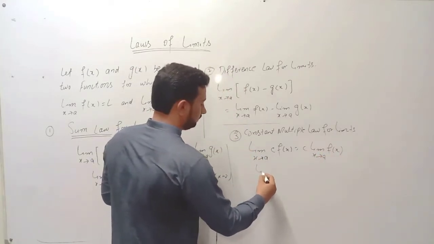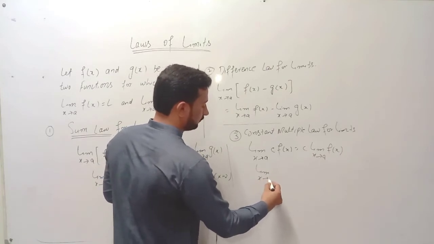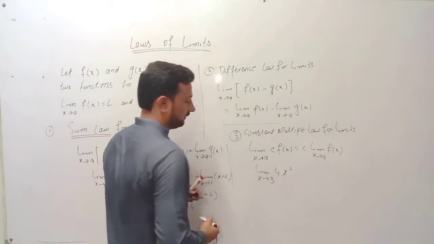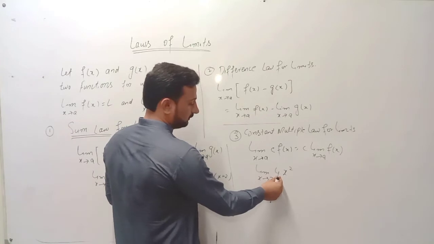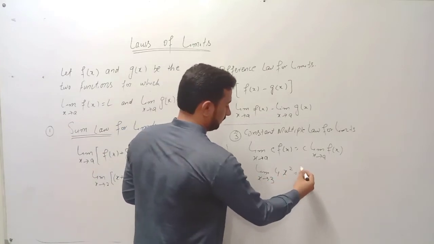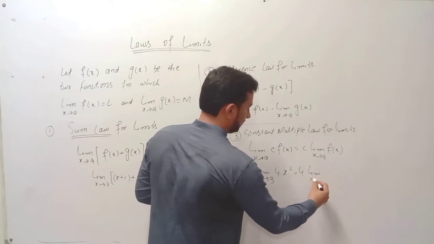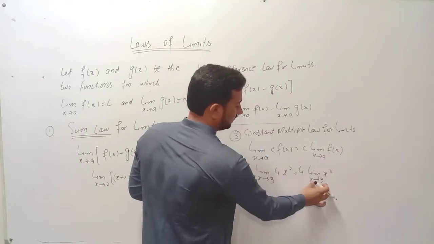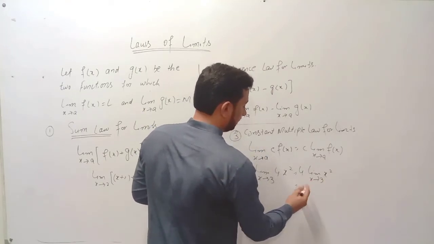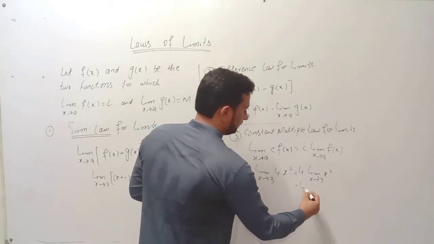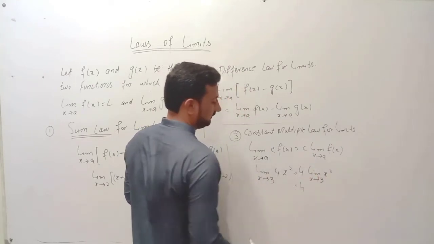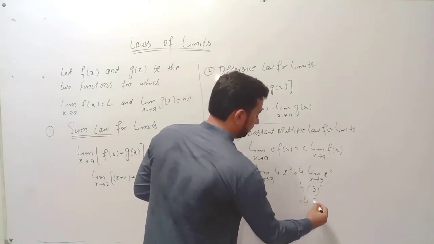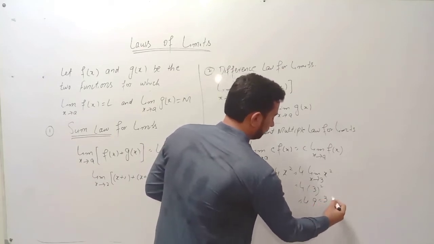For example, limit x approaches 3 of 4 times x squared. Now we will pull out 4 from this limit. This is the same thing as 4 times the limit as x approaches 3 of x squared. We solve this portion, leaving 4 as it is. Now plug in the value of x: 4 times 3 squared, 3 squared is 9, and 9 times 4 is 36.